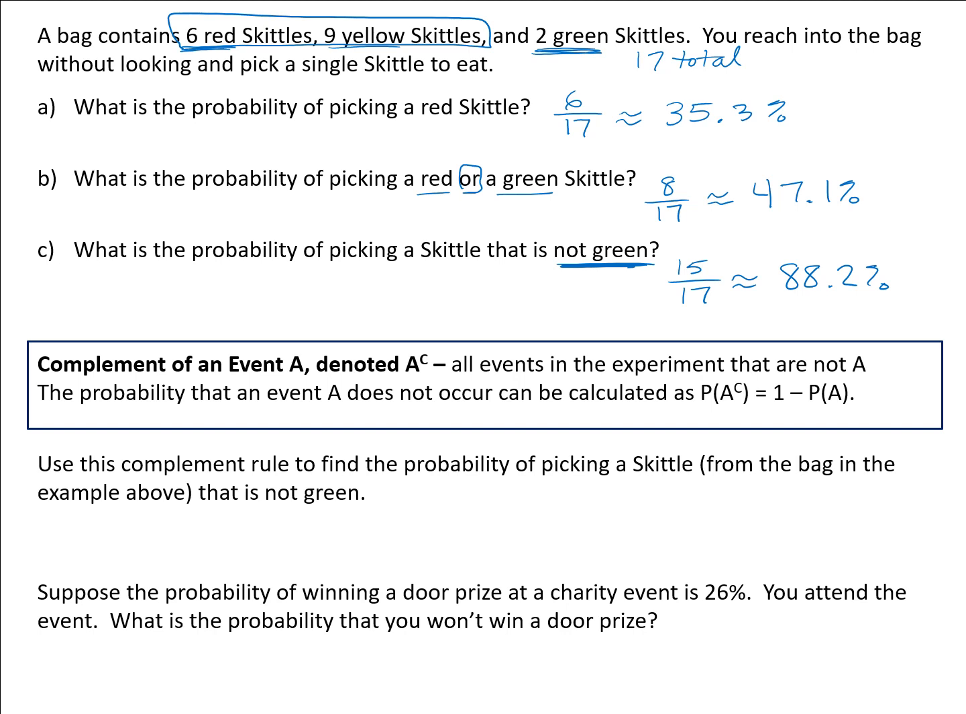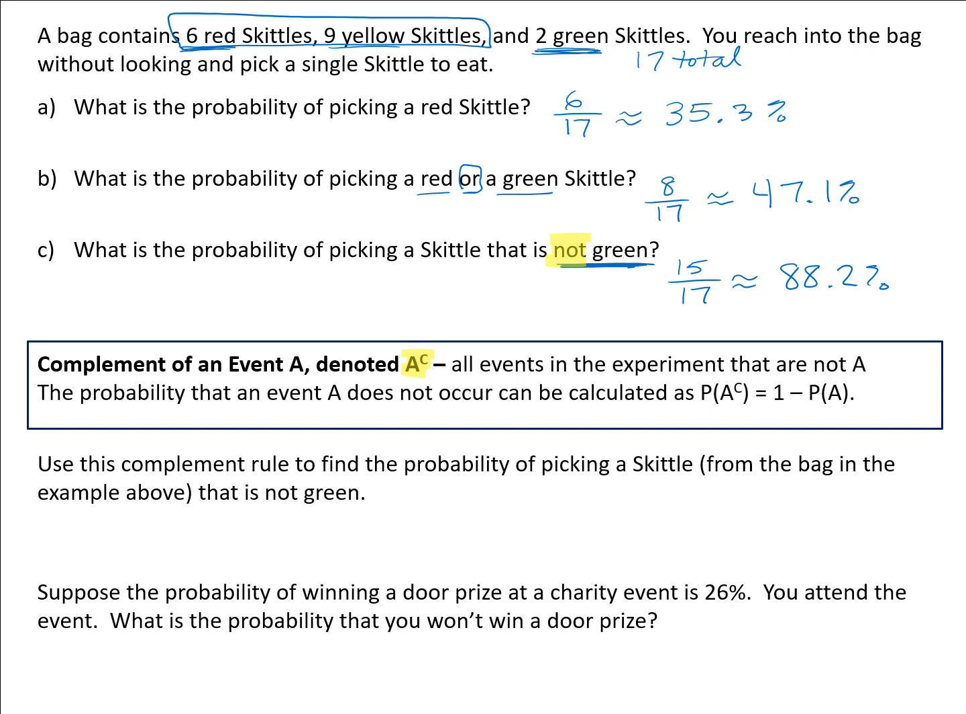Now this idea of not having something, so not being green, that's something that we often refer to as the complement of an event. So this would be the complement of being green. We often denote a complement, if we want to abbreviate, as the event letter with a superscript of C. So again, the complement of an event would be all events in the experiment that are not that one event, not A. So in this example, the complement of being green would be all things that are not green.